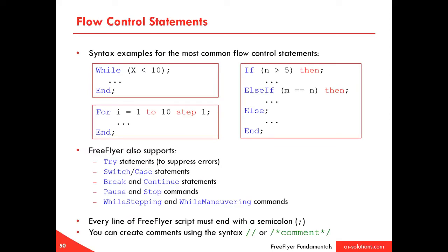This slide is a useful reference, and it shows the syntax for the most common flow control statements that you'll use in FreeFlyer: the while loop, the for loop, and the if statement. FreeFlyer also supports try statements, switch case statements, break and continue statements, as well as the pause and stop commands, and the while stepping and while maneuvering commands. There's details on all of the syntax for using these statements and commands in the FreeFlyer help file.